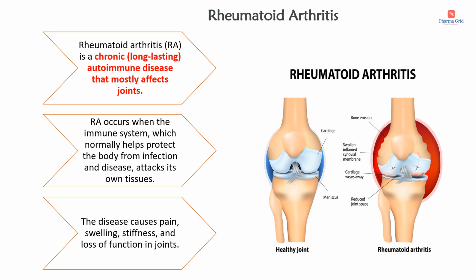So this rheumatoid arthritis occurs when the immune system... So we know the immune system, what is its main function? Normally it helps protect the body from infection and disease. So in rheumatoid arthritis like conditions, what will happen? The immune system attacks its own tissues. So this is how RA like autoimmune diseases will occur. The disease causes pain, swelling, stiffness and loss of function in the joints.